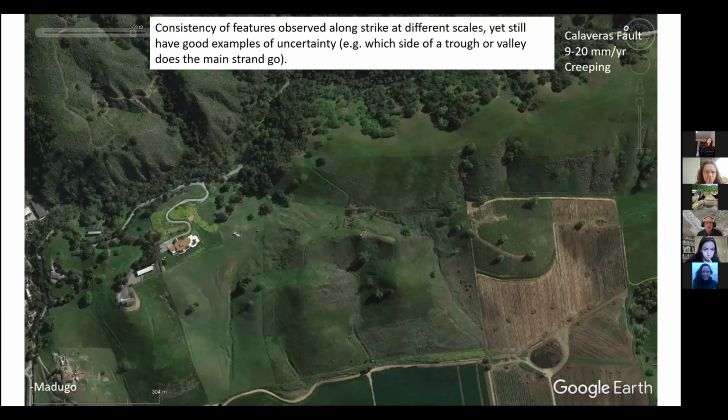He's trying to show here where the consistency of features observed along strike at different scales still has good examples of uncertainty, like where exactly is the fault. And so here's just an image.